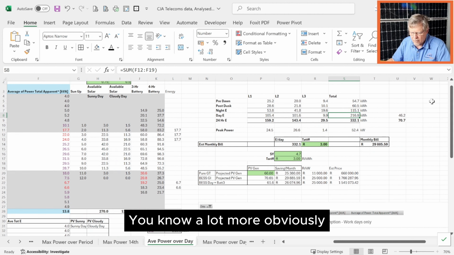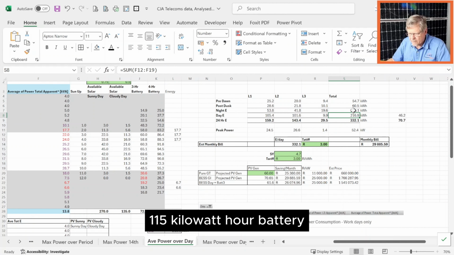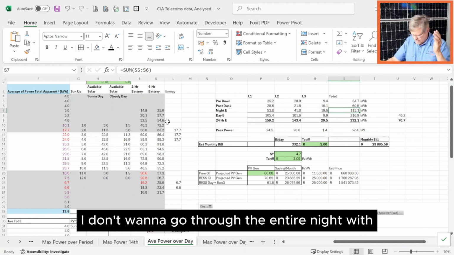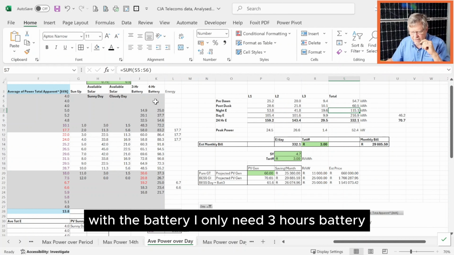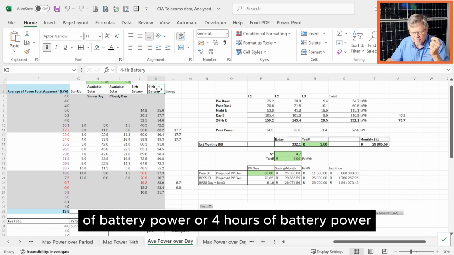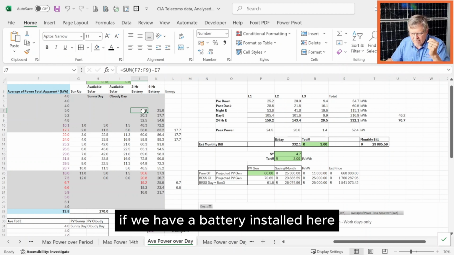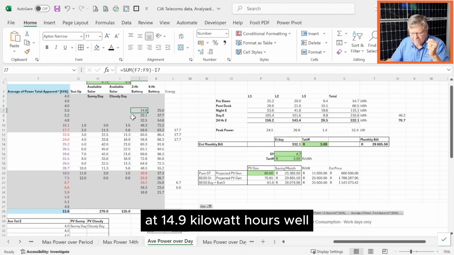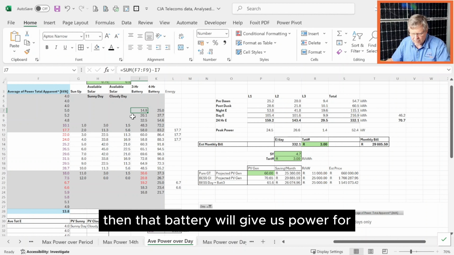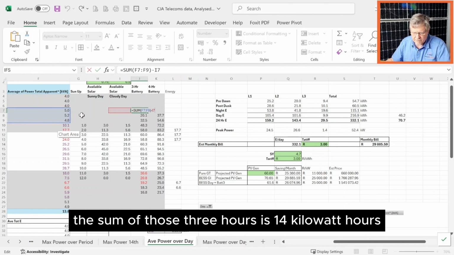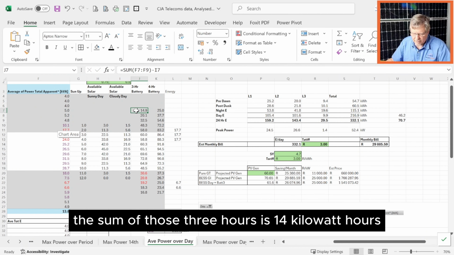Okay, then a lot more. Obviously, a 115 kilowatt hour battery will take you through the entire night. But what if you say, listen, I don't want to go through the entire night with a battery. I only need 3 hours of battery power, or 4 hours of battery power. Well, then quite simply, we can calculate it. If we have a battery installed here at 14.9 kilowatt hours, that battery will give us power for the next 3 hours. So the sum of those 3 hours is 14 kilowatt hours.